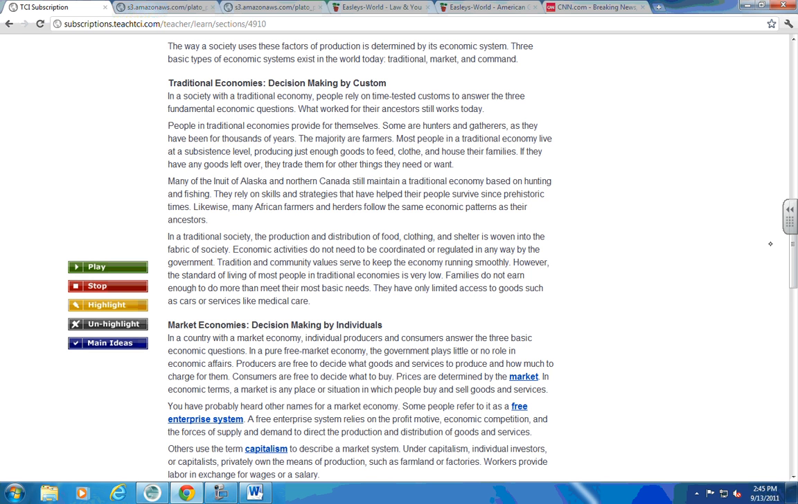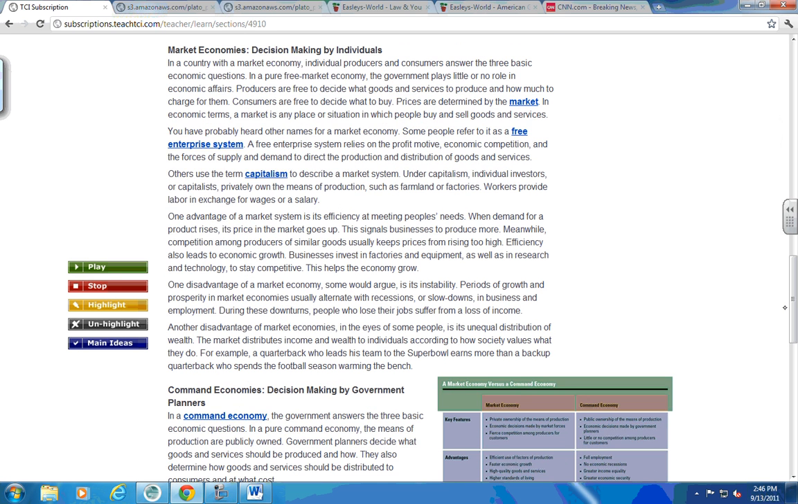Traditional economies, it's based on beliefs, traditions. We've always done it this way, so we're going to continue to do it this way. Okay? Market economy, also known as capitalism, supply and demand. The United States, when it's working correctly, is a great example of a market economy.